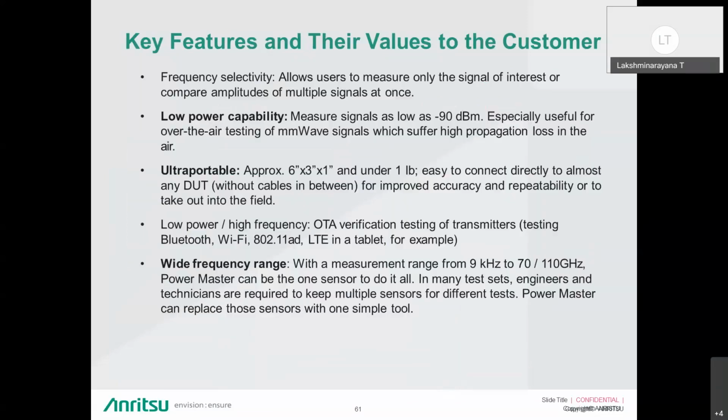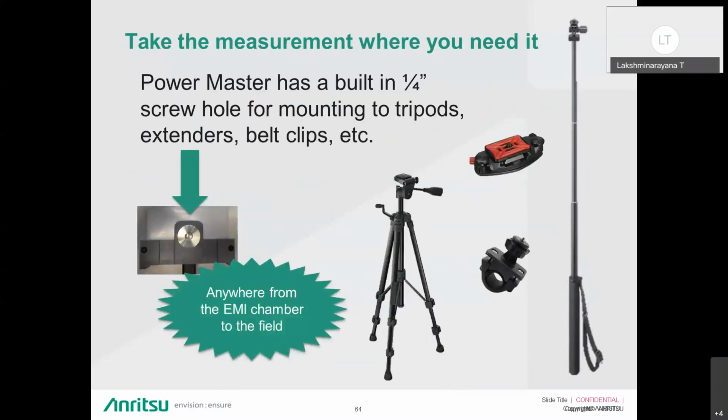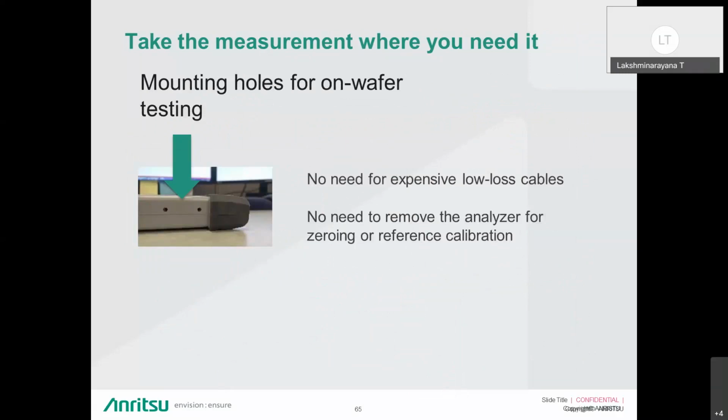So it is a low power, ultra portable device, which you can carry anywhere, and it has a wide frequency range from 9 kilohertz to 70 and 110 gigahertz. It can be mounted to tripods, extenders, bleed clips, etc. to do the measurements, and mounting holes are there for on-wafer testing.